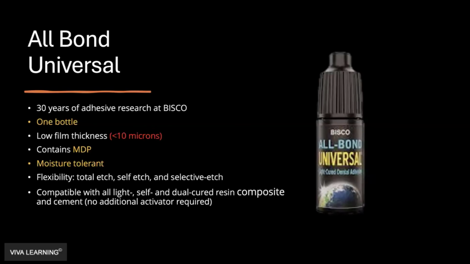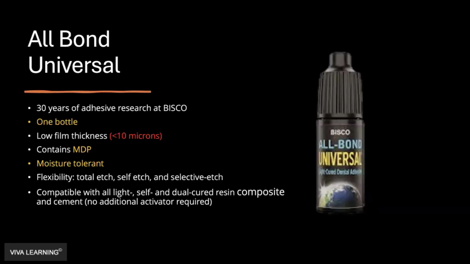It's got one bottle. I understand the concept of two bottles and all that. I understand they could be superior on certain occasions, but I am a very hyperactive person. I cannot have a two-bottle system. That would drive me insane. And the other thing about Bond Universal is that it's got a very low film thickness, which everyone seems to be talking about nowadays. But think about this. It has less than 10 microns.